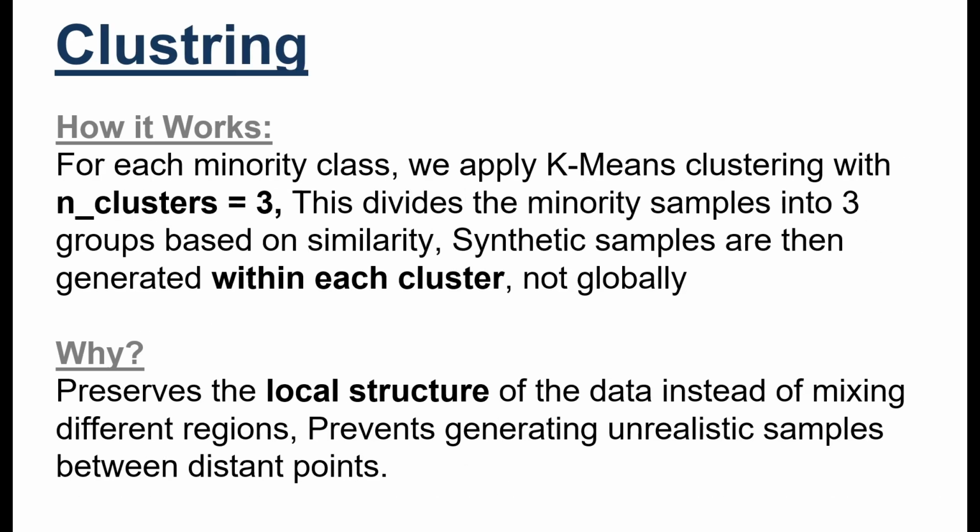Third step is clustering. Now for each minority class, we apply k-means clustering to divide the minority samples into 3 local groups. Instead of generating samples globally across the entire minority class, we generate them within each cluster. This preserves the local structure of the data. It prevents synthetic samples from being placed between two regions that are geographically close but semantically distinct, which is a major flaw in standard DSmote. Also, the number of clusters is a hyperparameter which you can adjust.